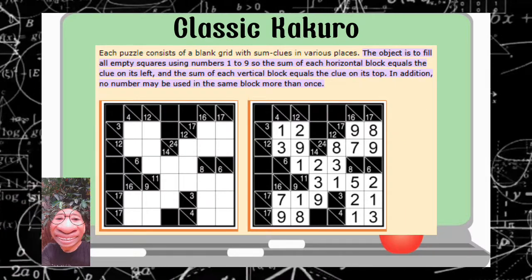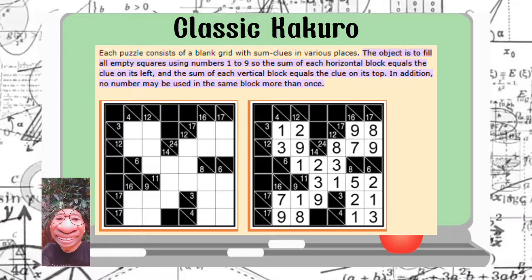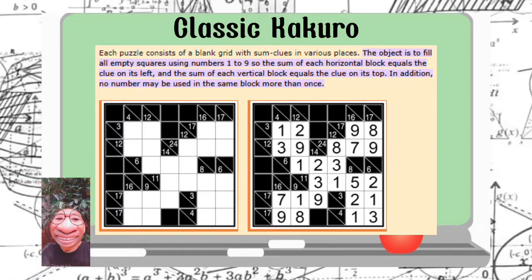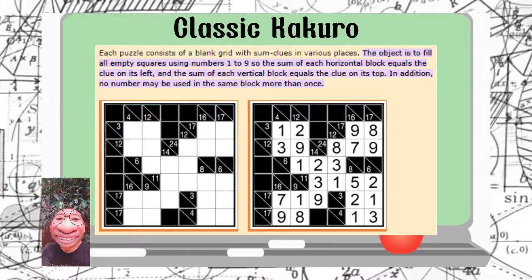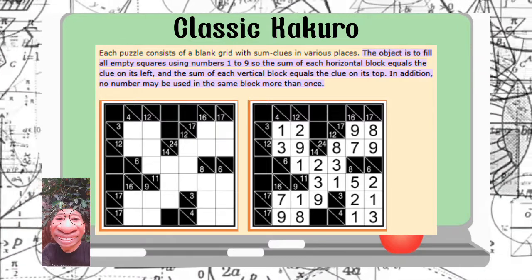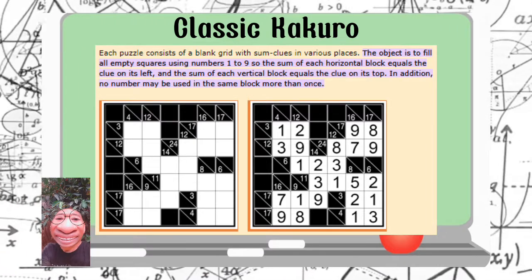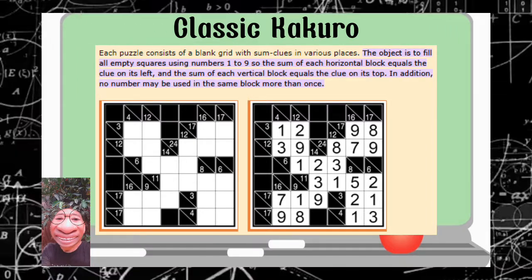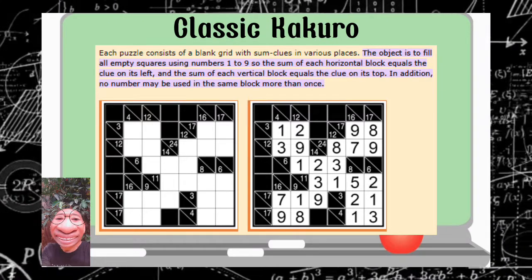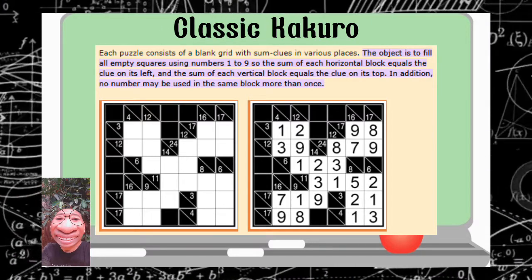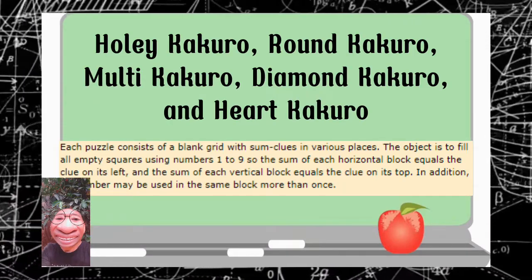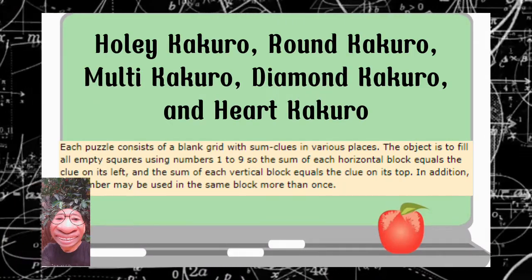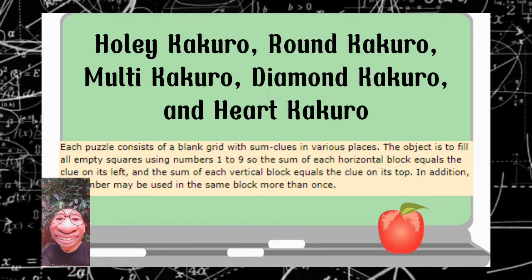Classic Kakuro. Each puzzle consists of a blank grid with some clues in various places. The object is to fill all empty squares using numbers 1 to 9, so the sum of each horizontal block equals the clue on its left, and the sum of each vertical block equals the clue on its top. In addition, no number may be used in the same block more than once. Holy Kakuro, Round Kakuro, Multi Kakuro, Diamond Kakuro, and Heart Kakuro.